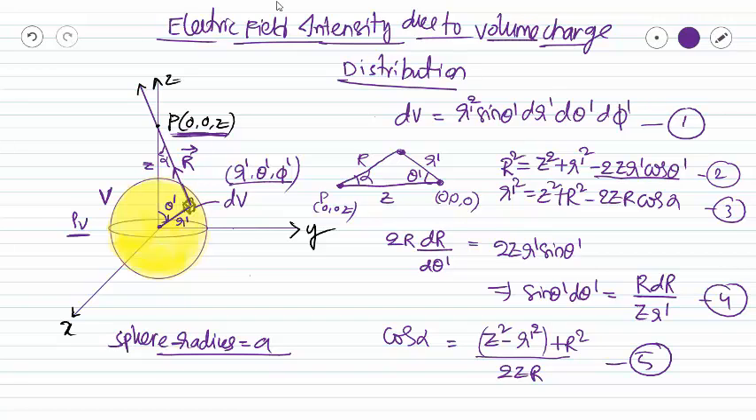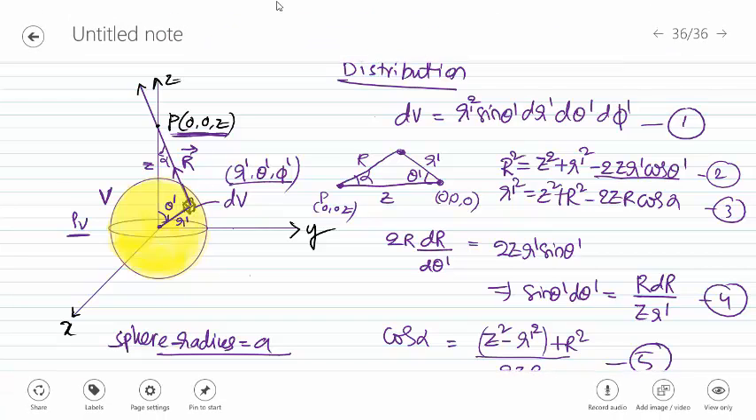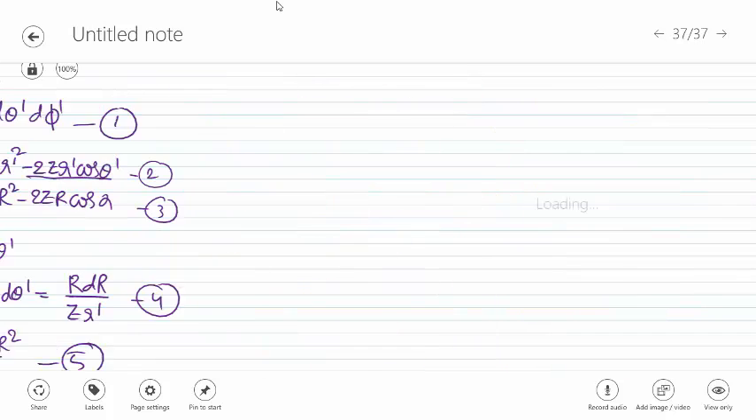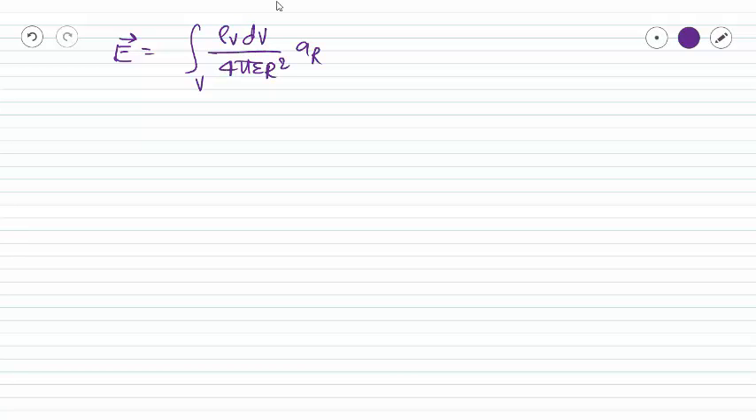So this is what I can write down from cos alpha. Okay, and having written these things, what we still need is the expression for electric field intensity due to volume charge distribution. So electric field intensity at a point due to volume charge distribution is given by integral over v rho v dv by 4 pi epsilon r square ar bar. I know what r square is, but I should write down what ar bar is.